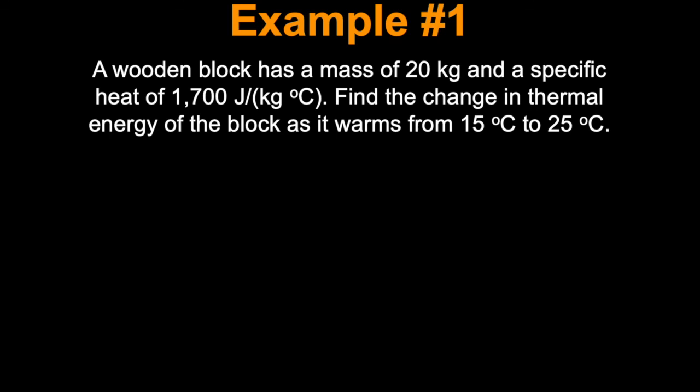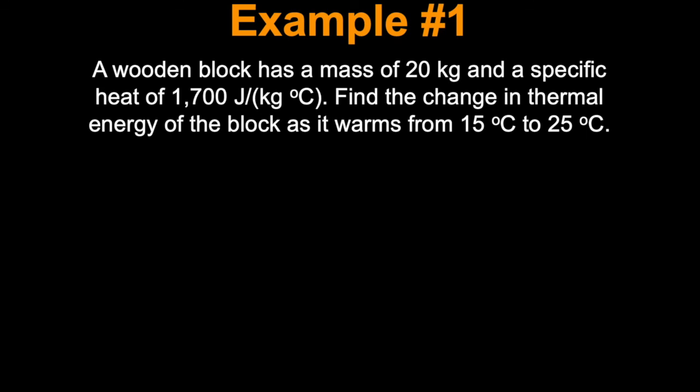So the example that we have here is that a wooden block has a mass of 20 kilograms and a specific heat of 1700 joules per kilogram Celsius. Find the change in thermal energy of the block as it warms from 15 degrees Celsius to 25 degrees Celsius. So we know in this problem we are going to be adding energy, thermal energy, because we are warming up the wooden block.